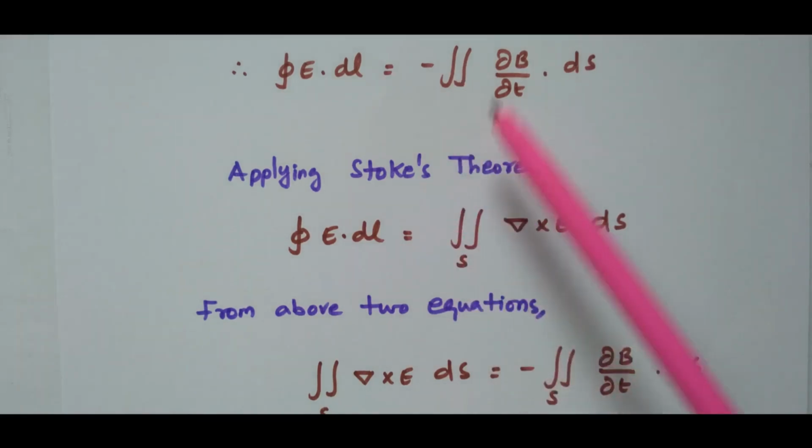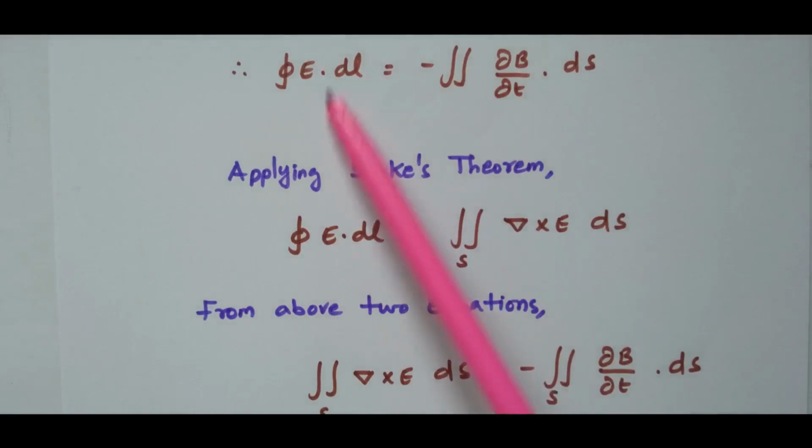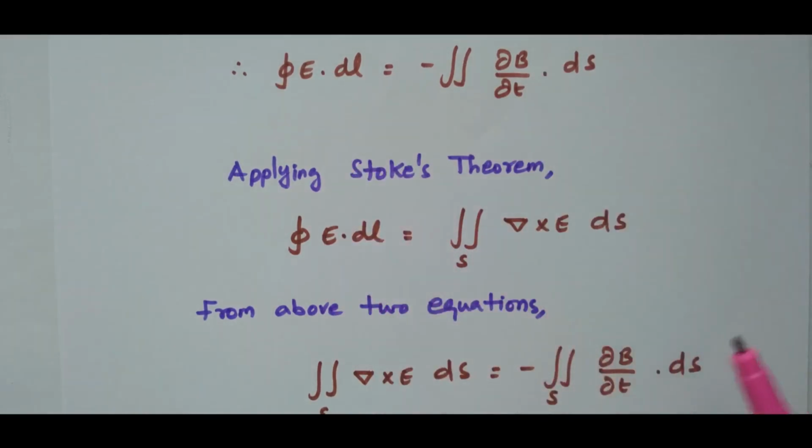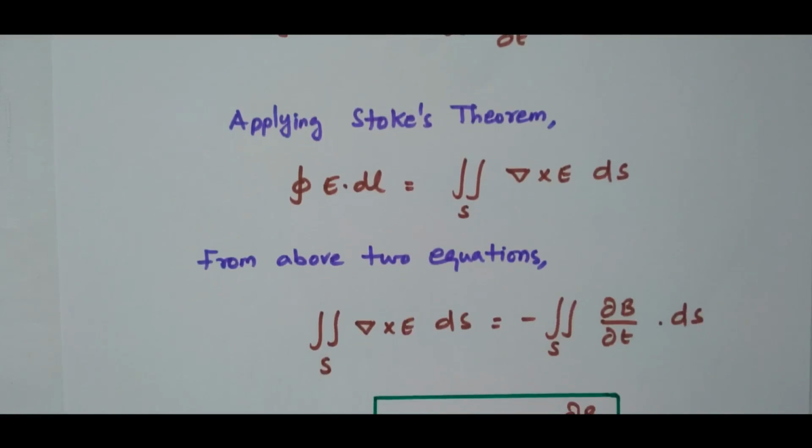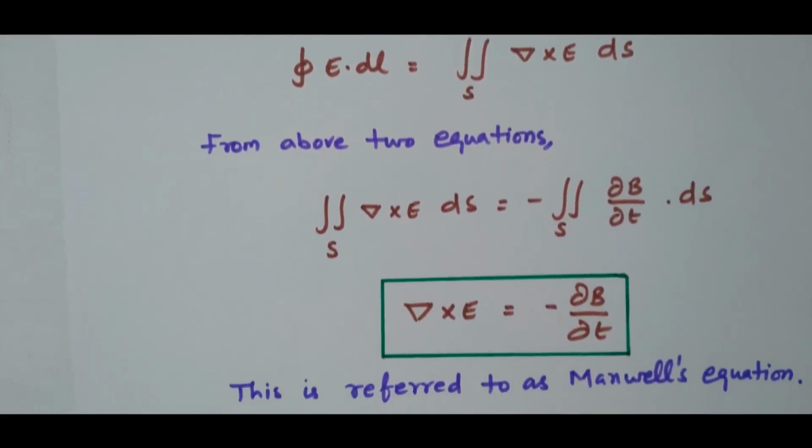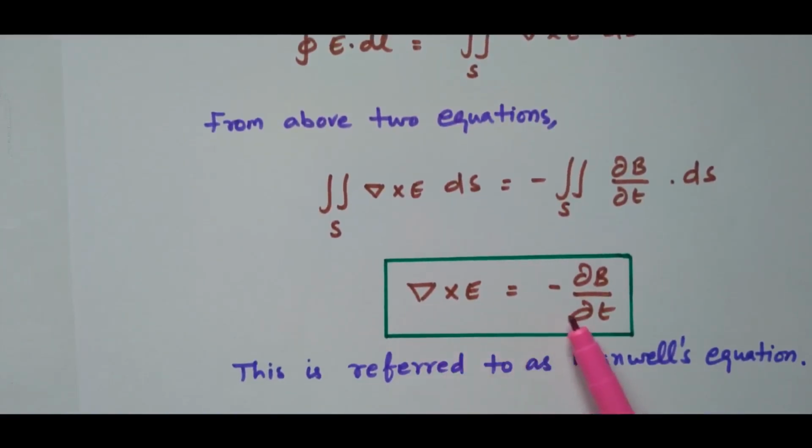So by comparing these two equations, the left hand side is equal, so we can equate the terms on the right hand side. So the double integral of del cross E ds equals minus the double integral of ∂B/∂t into ds. The integral is available on both sides, so that can be written as del cross E equal to minus ∂B/∂t. So we got the expression in terms of electric field and magnetic flux density. This is also referred to as a Maxwell's equation.